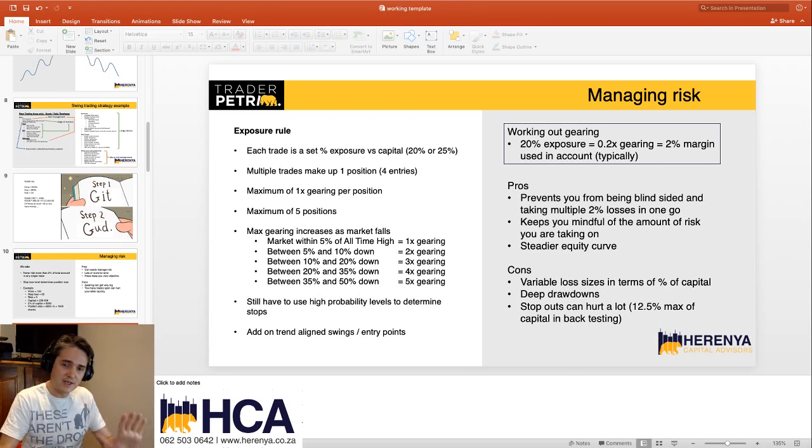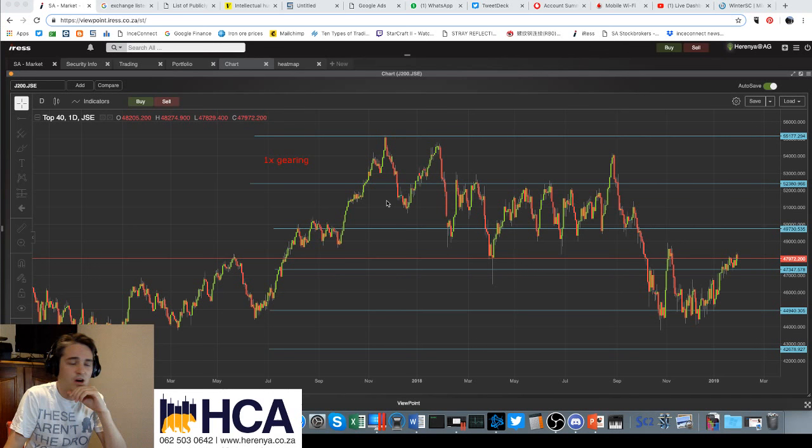Okay, so this means I can have 5 trades on. So I can trade MTN for 10 grand. I can trade BTI for 10 grand. I can trade, I don't know, whatever, 3 other stocks, Firstrand, I can take some Anglos, whatever, but I can only take 10,000 Rand worth of exposure while the market is at the first 5% increment from the high.